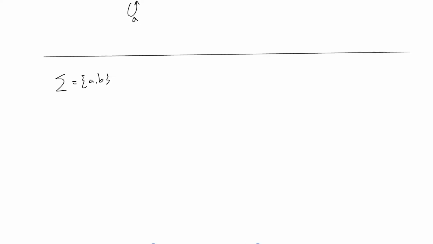So again, the alphabet is A's and B's, and I want to accept... This is kind of a combination of the previous ones. Any string with an even number of A's and no B's. All right. An even number of A's and no B's.